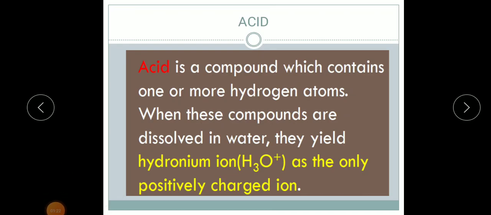So acid is a compound which can give H plus ion easily, or when we dissolve it in water, it forms hydronium ions, H3O plus, as the only positively charged ion. They are called acids.